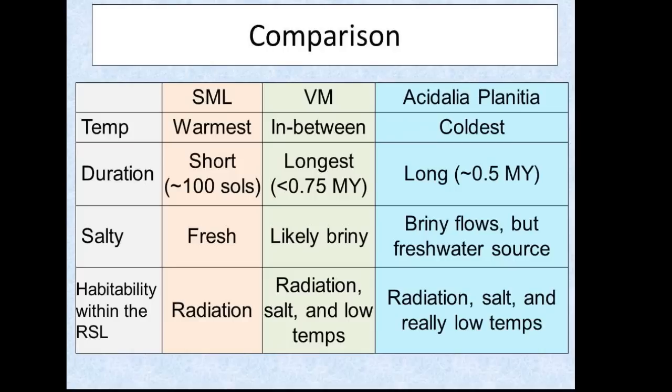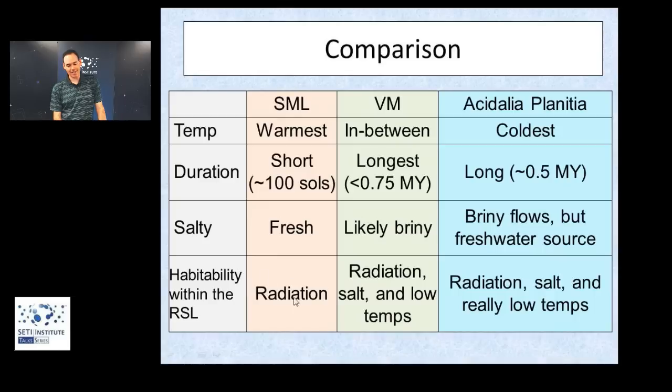Since this is SETI, I thought I'd talk about some habitability. Could an RSL actually be a habitable environment? We think they're very thin. Radiation is going to be a significant problem in all of these. The most habitable environment is probably in the south here. If you had a very radiation-tolerant bug, it could probably live for about 100 sols before it had to hibernate and survive all this radiation. These other ones are going to see low temperatures and salt, so very low water activity, which is going to be tough for life.